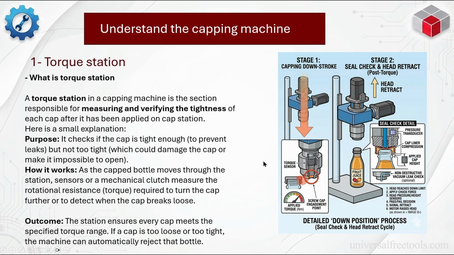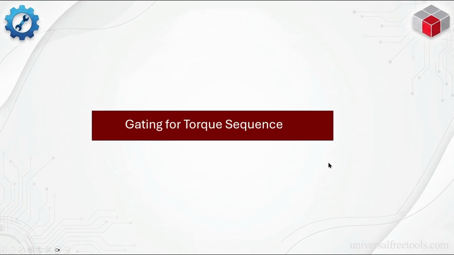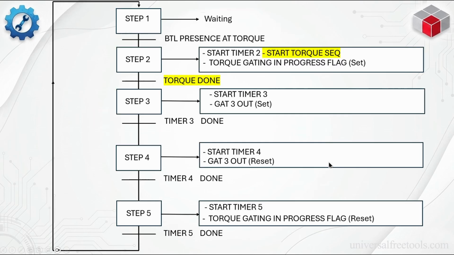Difference between capping station and torque station: the capping station places or starts the cap on the bottle, while the torque station fully tightens the cap with controlled force. Now we will dive into the gating for the torque station.